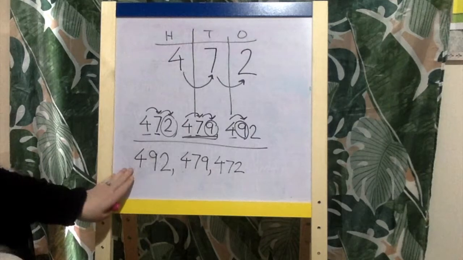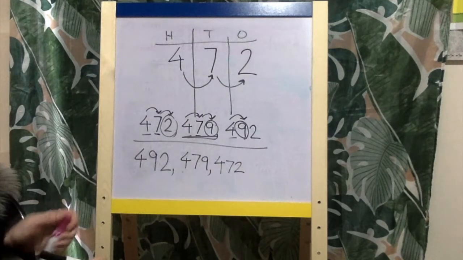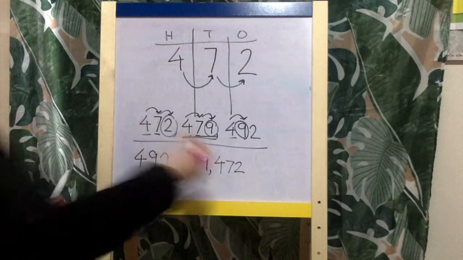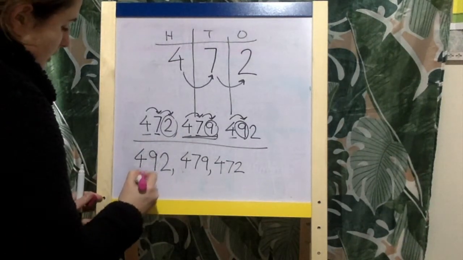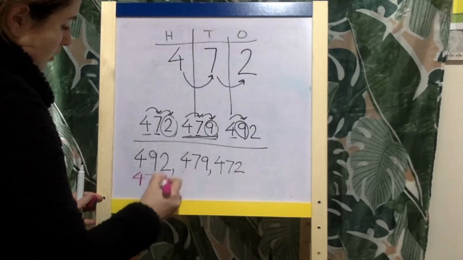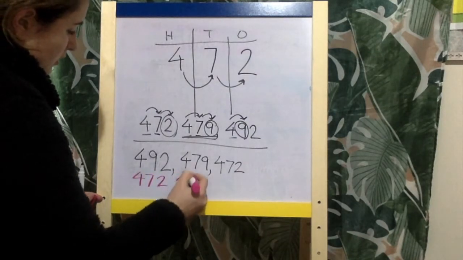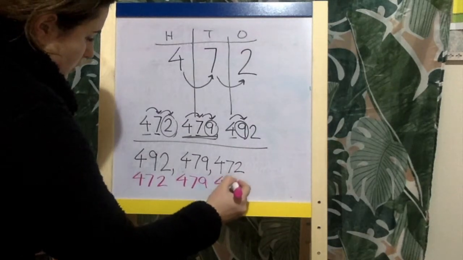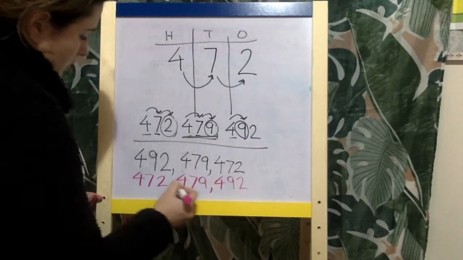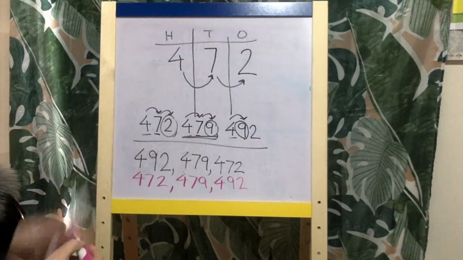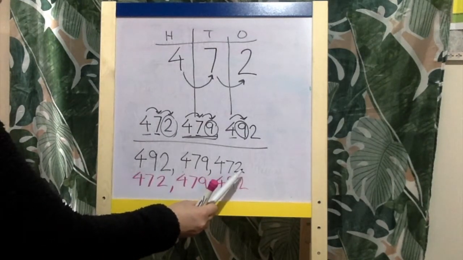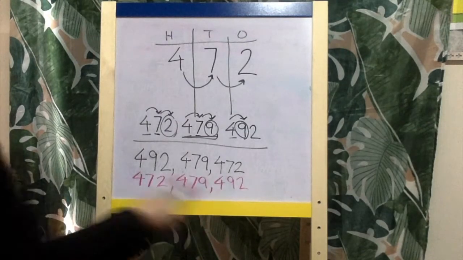So that's going from biggest to smallest. What if I was going to go from smallest to biggest? I need to flip this. So it becomes... now both are correct. This is biggest to smallest, and this is smallest to biggest.